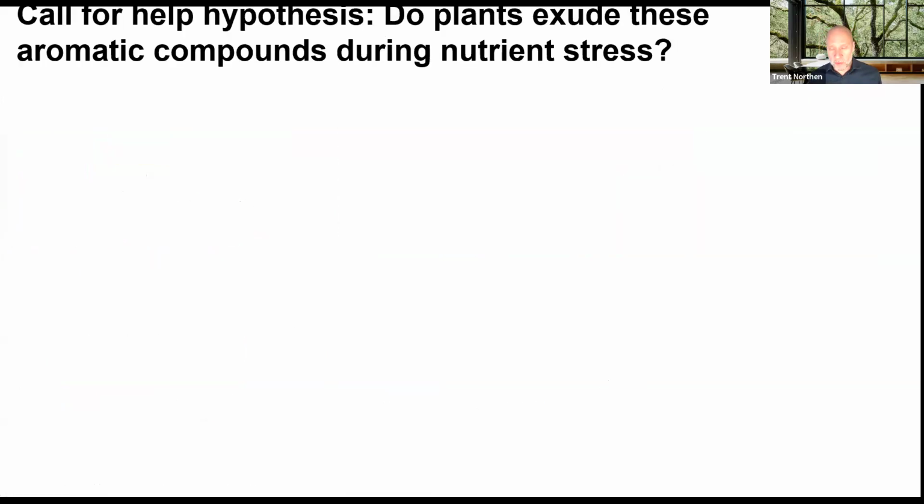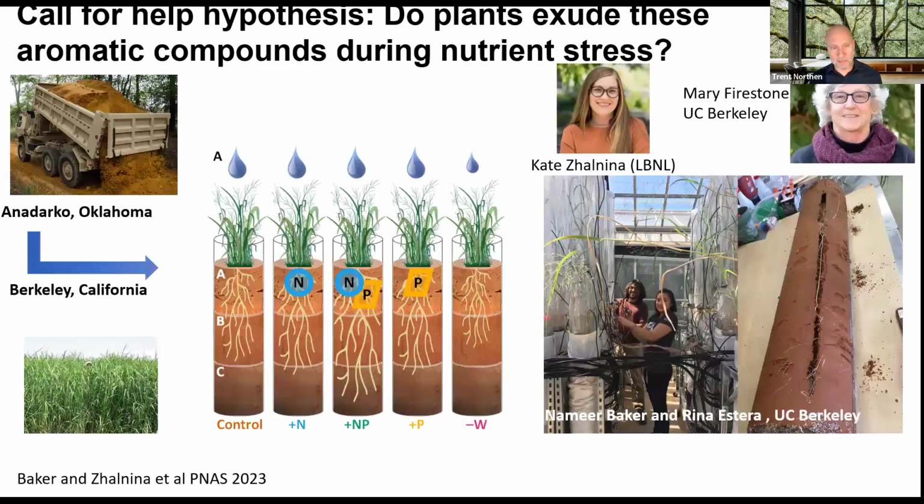So we next hypothesized that if these metabolites are really being used by the plant to select for beneficial microbes, they should become more abundant when the plant is in need of help. This is the cry for help hypothesis, that when the plant is stressed for nutrients, these compounds should become more abundant because the plant needs to recruit more of these microbes.